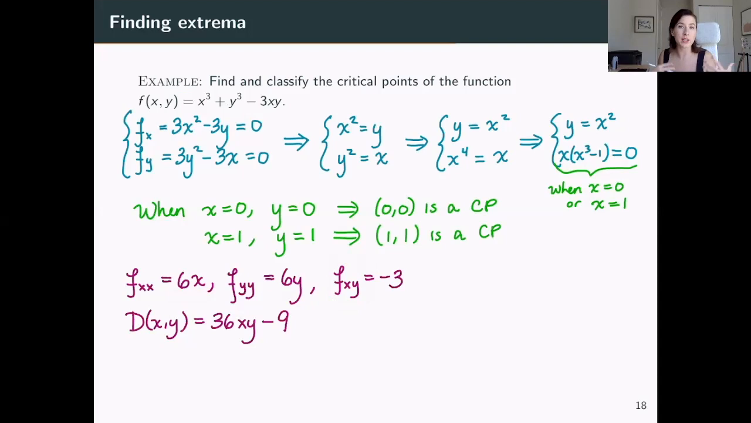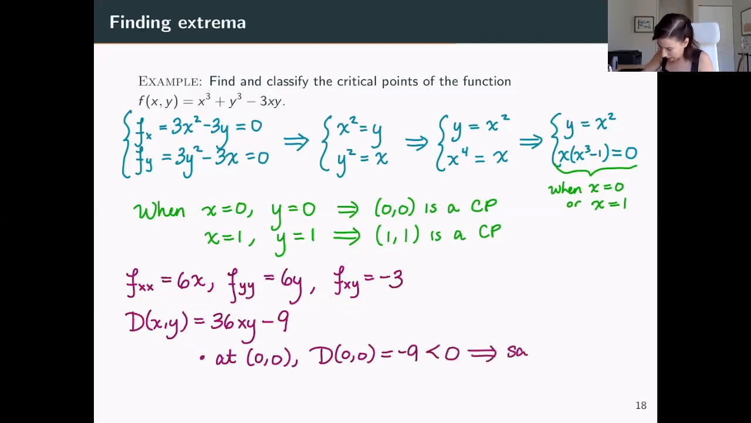And now we want to evaluate D at our critical points. So at our critical point 0, 0, we have that D of 0, 0 is equal to -9, which is less than 0. So this implies that we are going to get a saddle point at 0, 0. We can do the same thing for 1, 1.